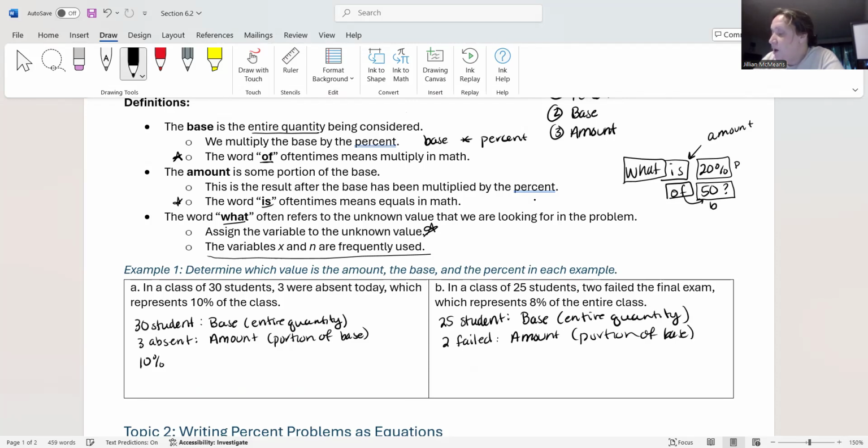And then finally, we know that 8% of the entire class failed. That's those 2 students that failed. So 8 is our percent. That's how you differentiate the amount and the base. The percent's always easy, but the amount and the base, really understand the base is everything. The amount is some portion of that. So in the next video, we'll look at writing out percent problems.